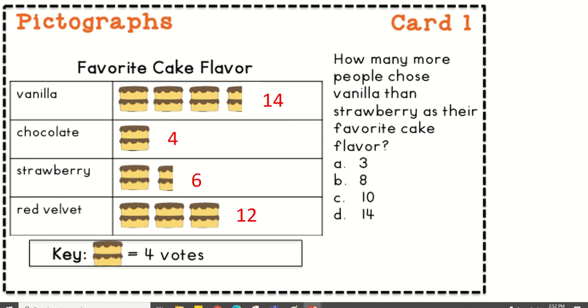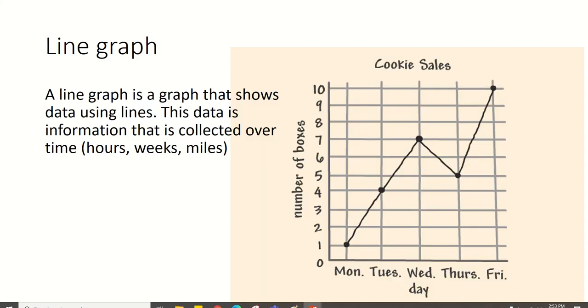If you answered B, you're correct. 8 more people chose vanilla than strawberry. If 14 people chose vanilla and 6 people chose strawberry, all I have to do is subtract those numbers. 14 minus 6 equals 8. Let's move on to line graphs.